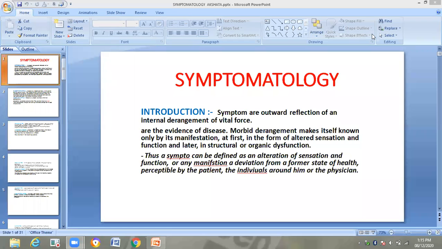We have completed Onigucha's therapeutic pocket book as well as Kent repertory. From today onwards we will start with the new topic, that is symptomatology. So first, what is symptom? Anyone know about symptom? What is symptom?